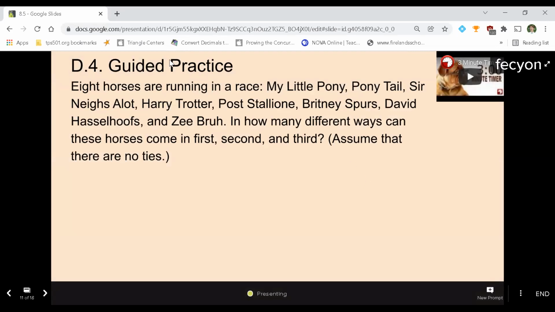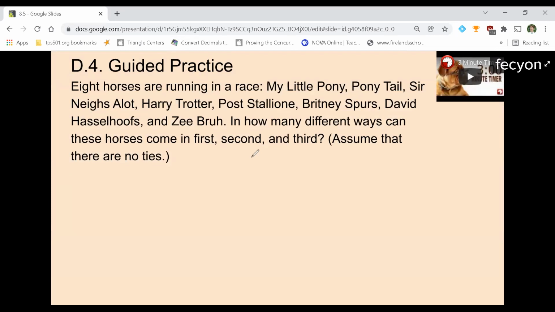So, slightly different question. You have 8 horses that are running in a race: My Little Pony, Ponytail, Sir Lancelot, Harry Trotter, Post Stallone, Britney Spears, David Hasselhoffs, and Zebra. In how many different ways could these horses come in first, second, and third? I don't care what happens after that. I just want to know how many different ways can I get a first, second, and third horse.